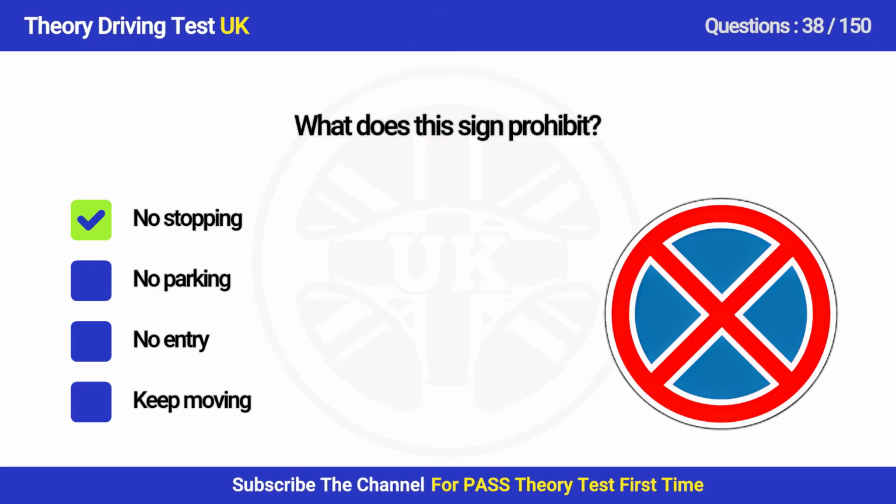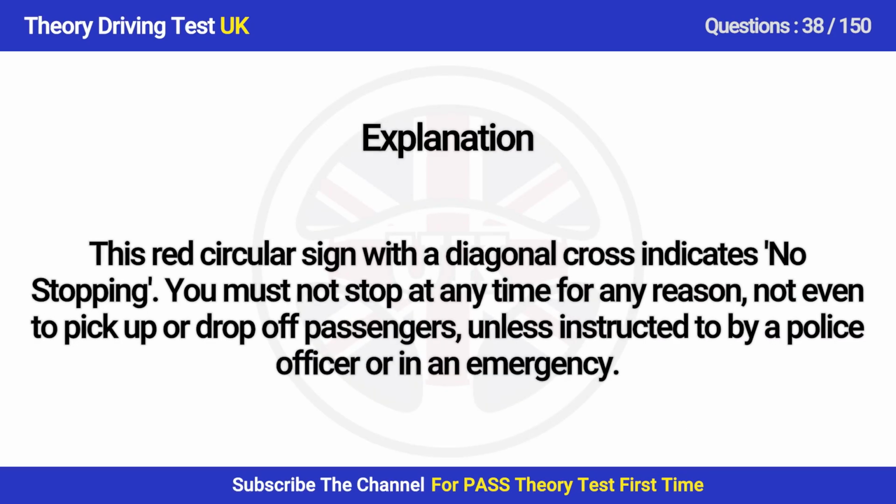Answer is A. No stopping. This red circular sign with a diagonal cross indicates no stopping. You must not stop at any time for any reason, not even to pick up or drop off passengers, unless instructed to by a police officer or in an emergency.